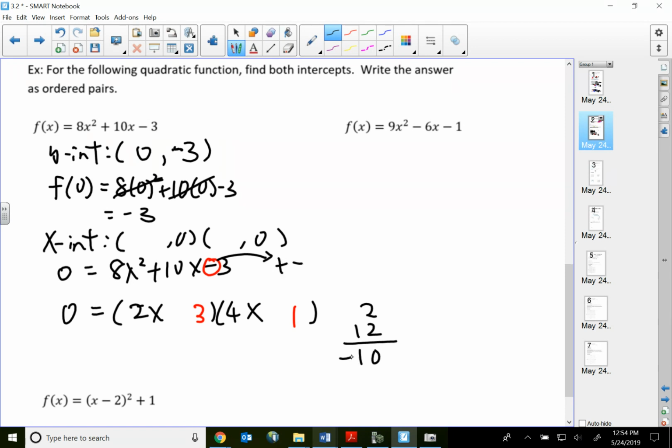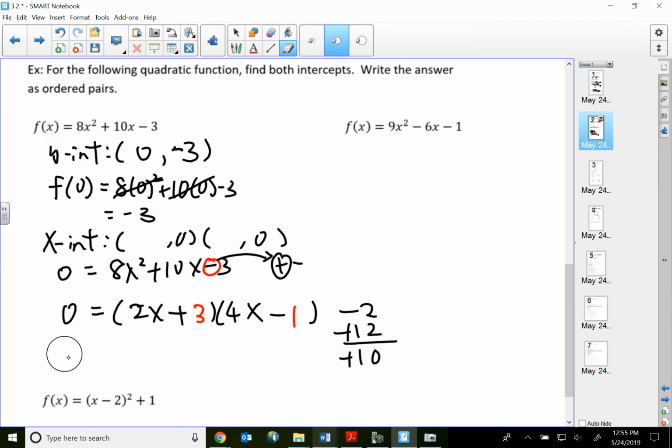Since my middle term is to be a positive 10, that means I need to give this positive to the bigger of the 2 inner and outer. So my 2 got to be negative. Since the 2 was an outer, that would be 2x times negative 1. This one got to be positive.